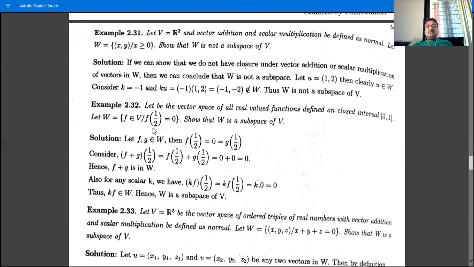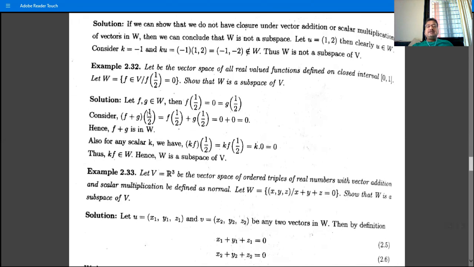Similarly, in this example, V is the vector space of all real valued functions defined on the closed interval [0, 1], and W is the set of functions f from V such that f(1/2) is 0, and therefore W is a subspace of V. So we show the addition of two elements of W belongs to W. Take two elements f and g belonging to W. Then f(1/2) and g(1/2) are 0 because of this condition. Now consider (f plus g)(1/2), which is f(1/2) plus g(1/2), equal to 0 plus 0, which is equal to 0, and therefore f plus g belongs to W because f plus g satisfies this condition.